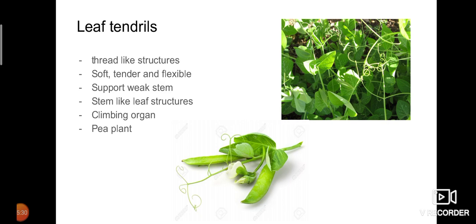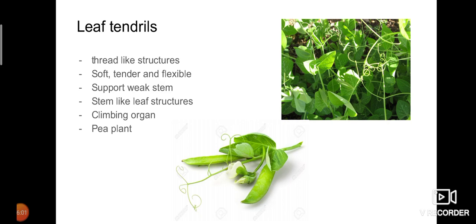What will it do? It gives additional support. If the stem is very weak, the leaves are modified and give additional support to the plant. Those leaves are called leaf tendrils. Okay, and they are climbing organs. If you see any climbing plant, you can find these tendrils, and these tendrils are nothing but leaf tendrils. They are not stem, they are leaves. The leaves are modified as tendrils.